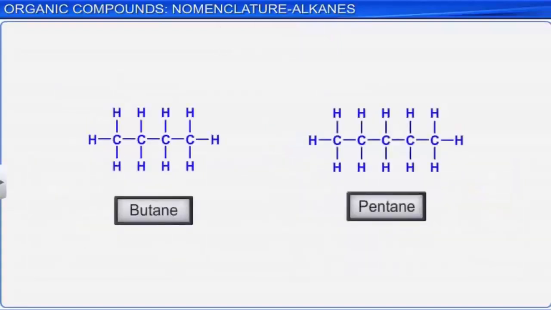Now let us see how in the trivial system the various straight chain and branched chain alkanes such as butane and pentane are differentiated.